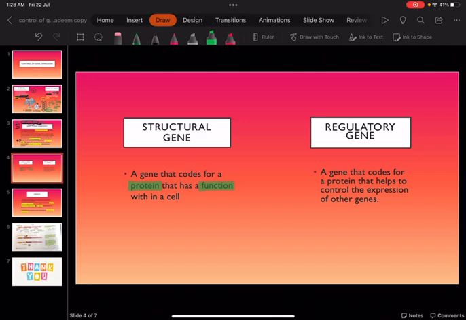The regulatory gene is a gene that codes for a protein that helps control the expression of the other genes. Now, the regulatory gene is basically controlling the expression of those genes that are going to produce a protein that has a function inside the body. So the regulatory genes are the genes that are regulating or controlling which genes? The structural genes. And what are the structural genes? These are those genes that produce the protein that has an actual function within the body.